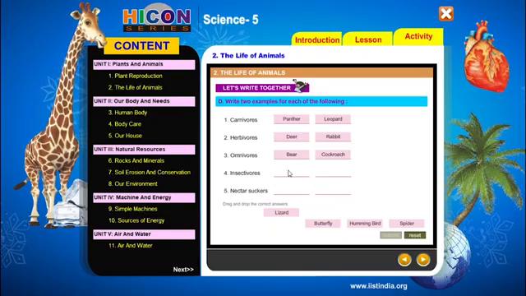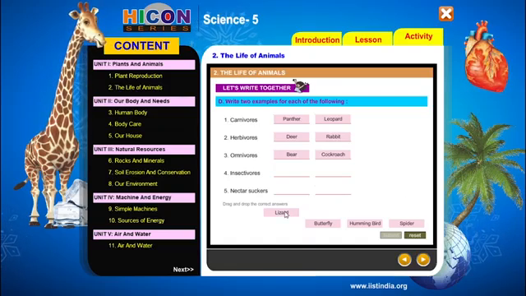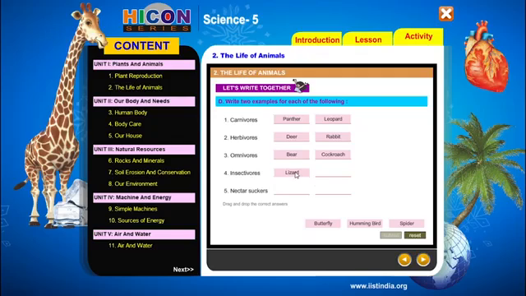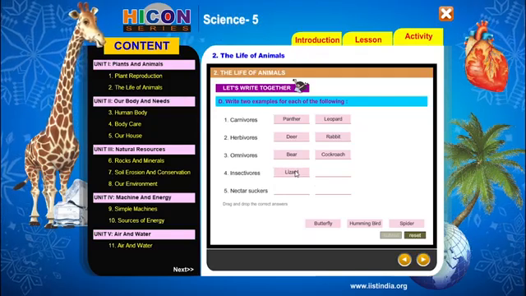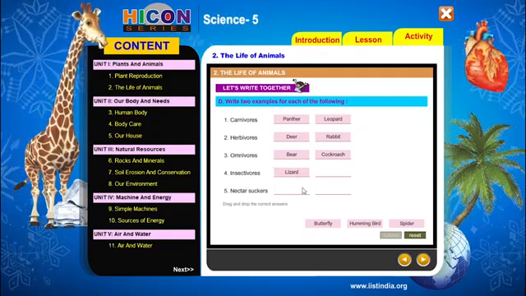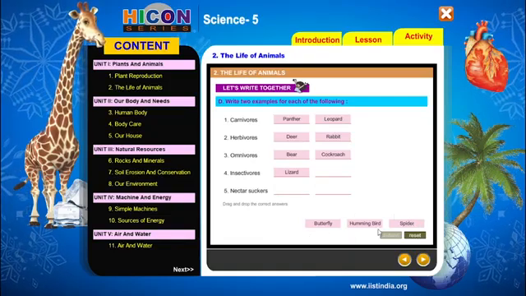The animals which eat insects only are called insectivores. So let us select the animals which eat insects among the given answers. Lizard is an example for insectivores, so write the word lizard for the fourth one. And among the given answers, which one is an insectivore?